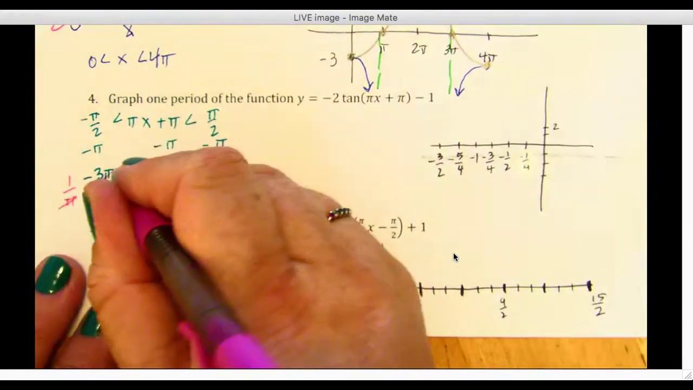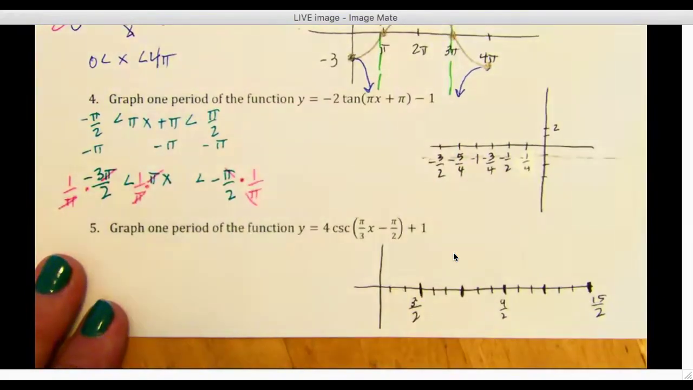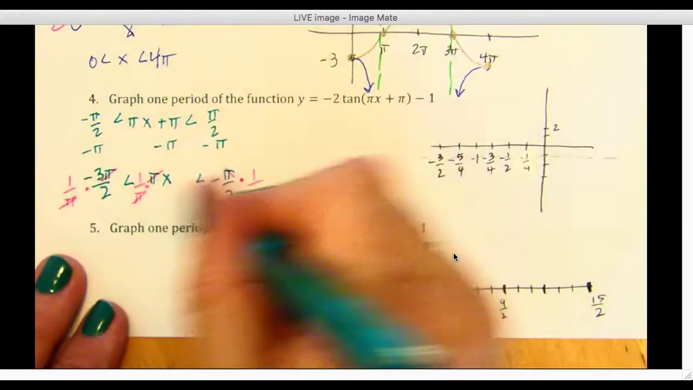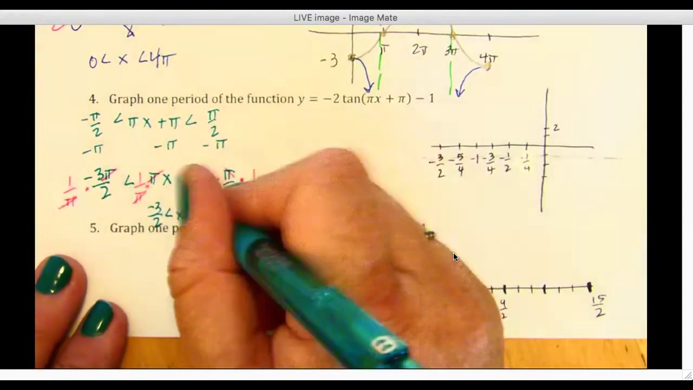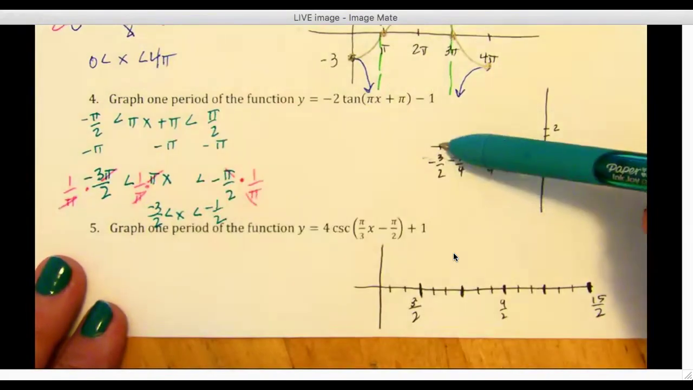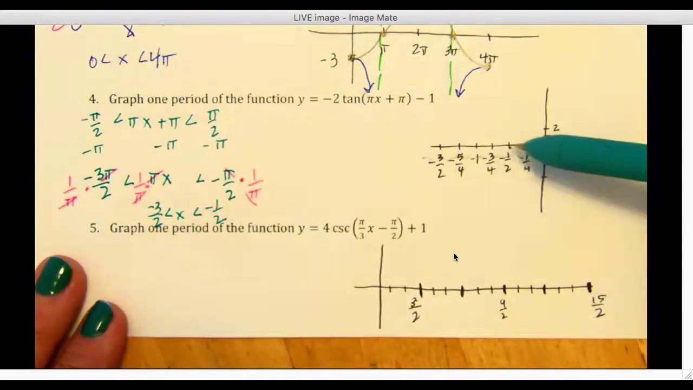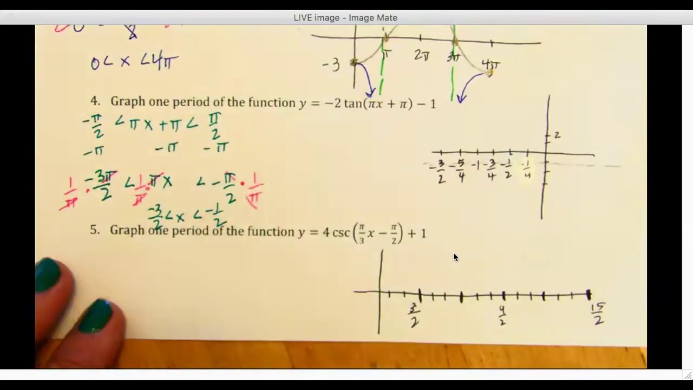So here my pi's cancel and cancel and cancel. And what I'm left with then is -3 over 2 ≤ x ≤ -1/2. So -3 over 2 and -1/2 is where my graph starts and ends, which means that tangent has vertical asymptotes at those places.